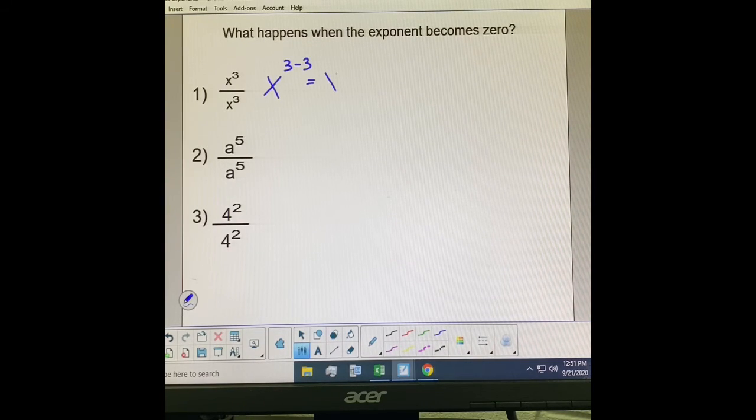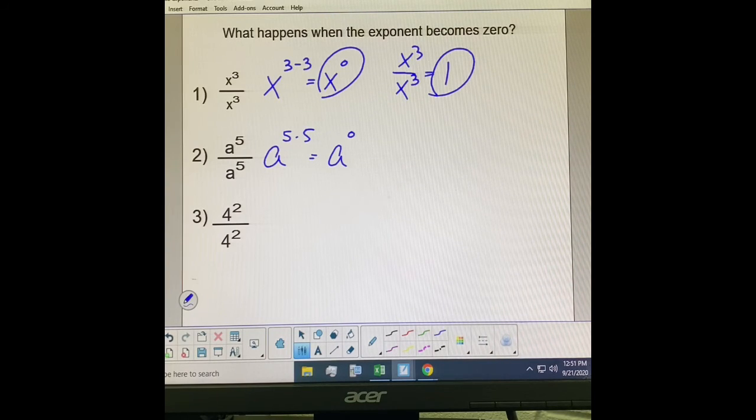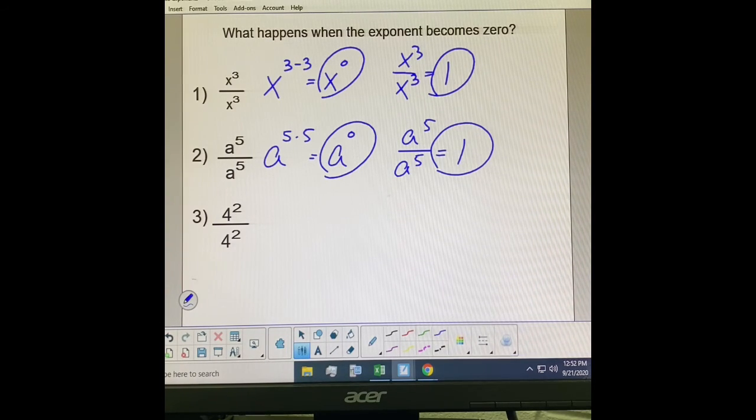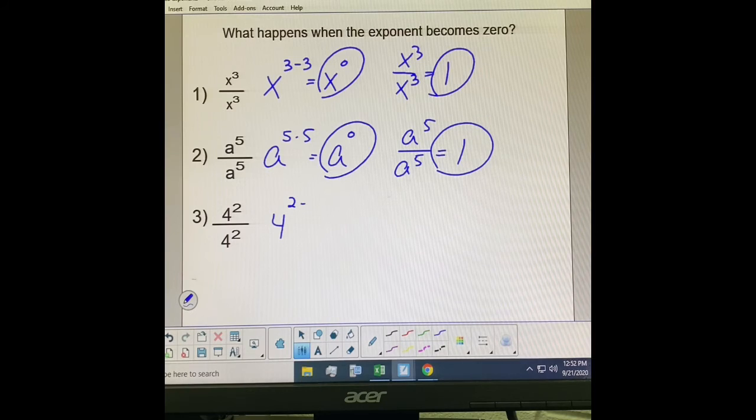Anything divided by itself is 1. But if we follow the rules of exponents, when you're dividing like bases, you subtract exponents. A to the 5th divided by a to the 5th. Keep the base, subtract the exponents, you get a to the 0. Anything divided by itself is 1. We're getting a variable raised to a 0, and we're getting 1. Anything raised to the 0 power is going to give us 1.